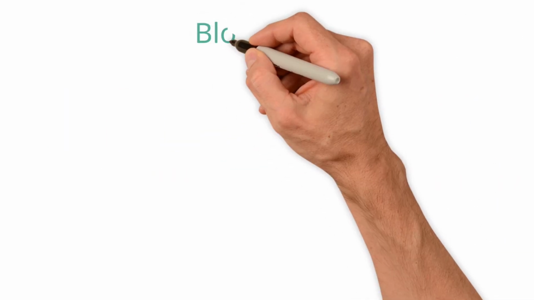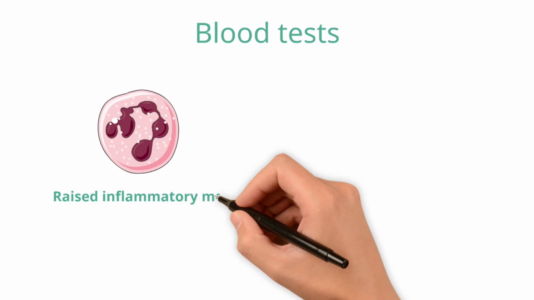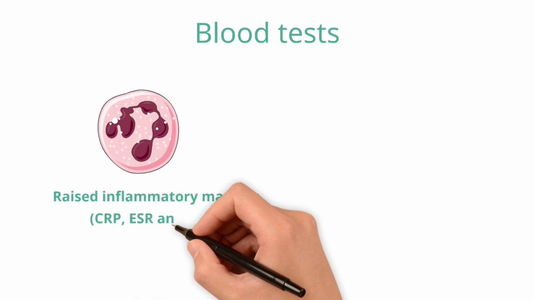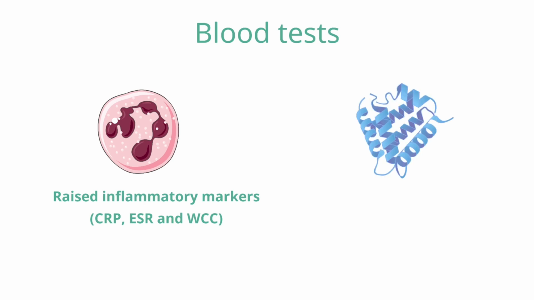Bloods are an important investigation as they usually show raised inflammatory markers, for example, raised C-reactive protein, erythrocyte sedimentation rate, and white cell count, especially in acute pericarditis. These can be normal, however, especially if the patient presents within the first few hours of symptoms, as these markers have not had time to rise.